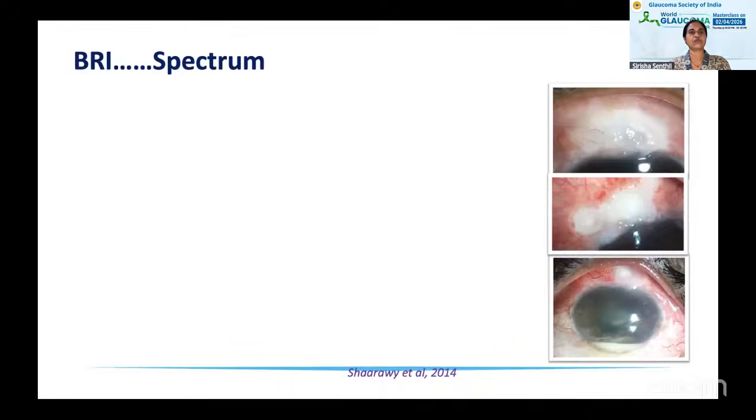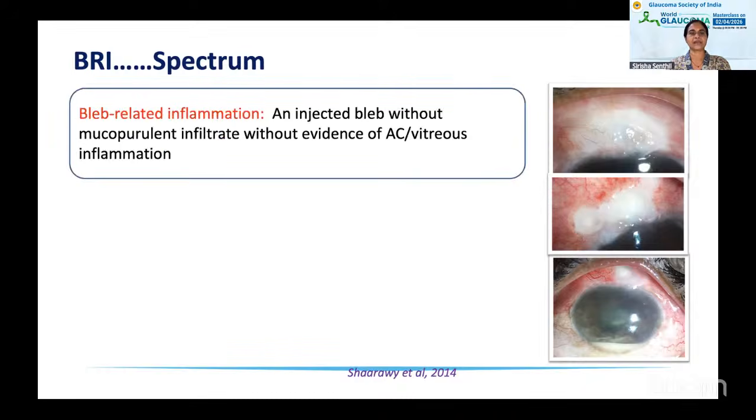So I'll take you through what the bleb-related infections look like and what is the spectrum. Sometimes you just have a bleb-related inflammation. That means there is an injected bleb without any mucopurulent infiltrate and without any evidence of inflammation in the anterior chamber or in the vitreous. That is like how the first picture is.